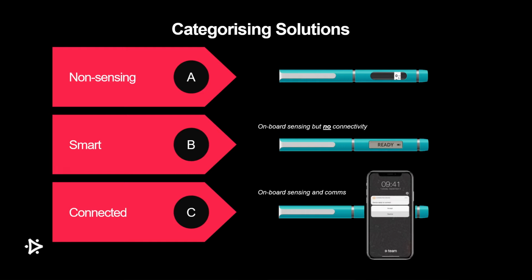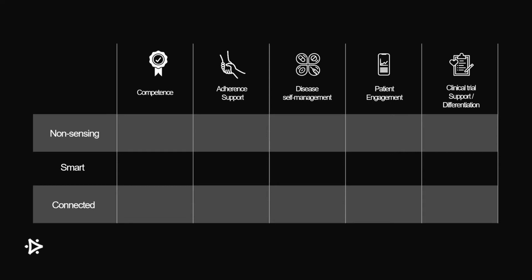Any or all of these needs might be addressed by a connected solution, but to understand if going connected is the right strategy, we should explore the full solution space, considering non-sensing solutions, non-connected smart devices, and fully connected solutions. By mapping solutions against needs, it helps us to see more clearly where a connected solution is the best or only option, or whether other simpler solutions might be more appropriate.